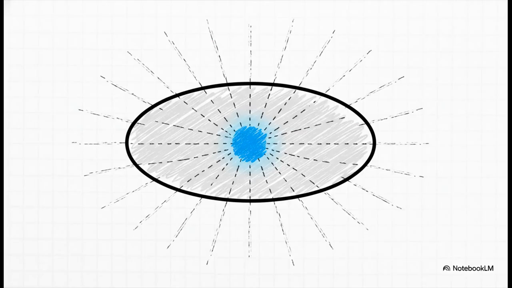First up, we've got the center. Super straightforward, right? It's the geometric heart of the ellipse, the dead middle, the point of perfect symmetry. Pretty much everything else is measured from this one spot.